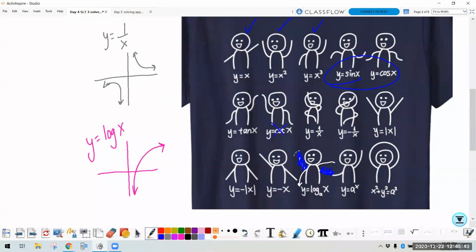This you'll do in pre-cal. These we will get to, yes. Circle you did last year. This is exponential. This is a line. This is absolute value. So yeah, you've done most of them actually. Cool.